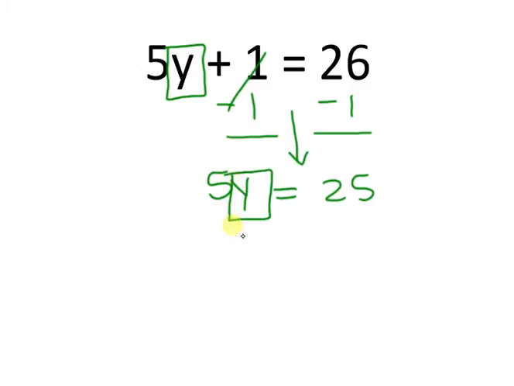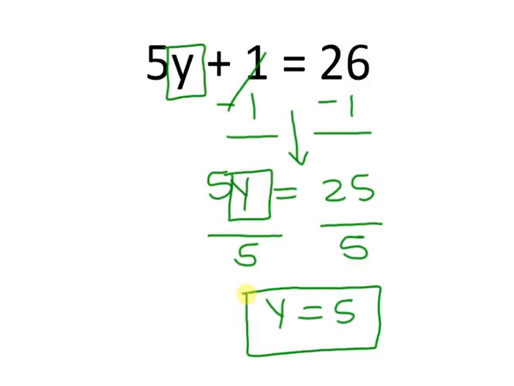I have multiplication here, so my inverse is division. So I'm going to divide by 5, divide by 5. And my answer here is y equals 5. And I'm going to go ahead and check my answer because it's a fantastic habit.